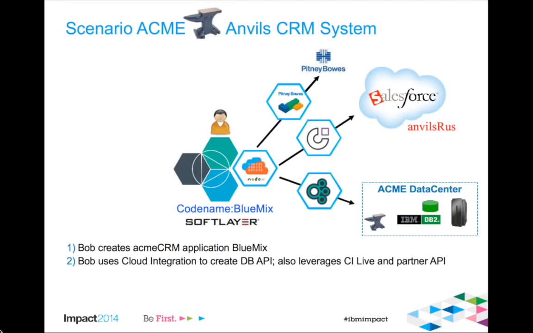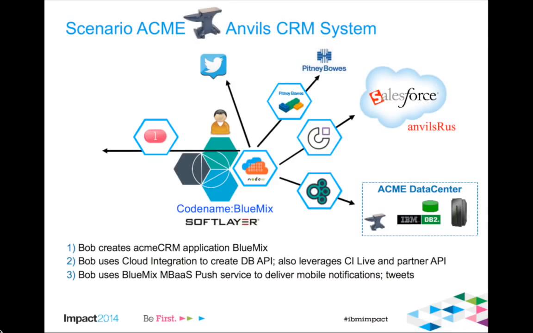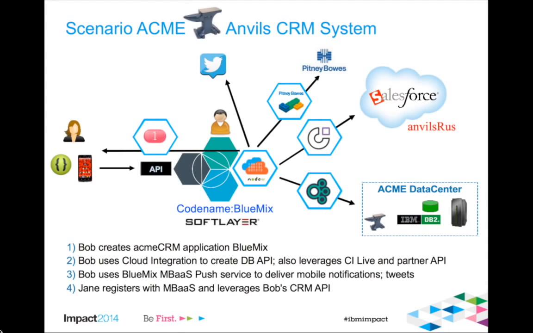We'll also invoke a partner API in that of Pitney Bowes, and once a customer record is created, we will tweet about it using a Twitter API. Lastly, Bob will leverage the push notification system to push messages to interested mobile consumers.